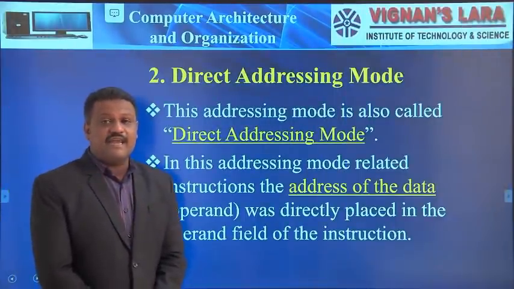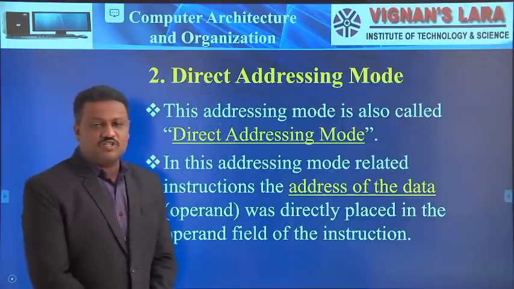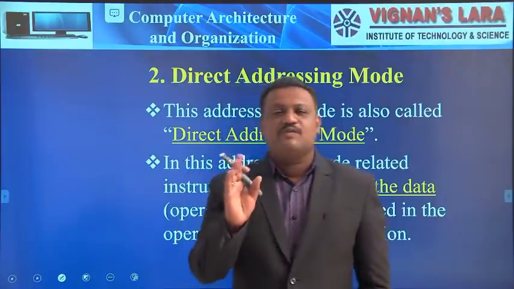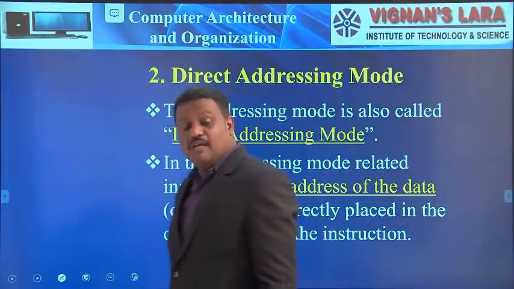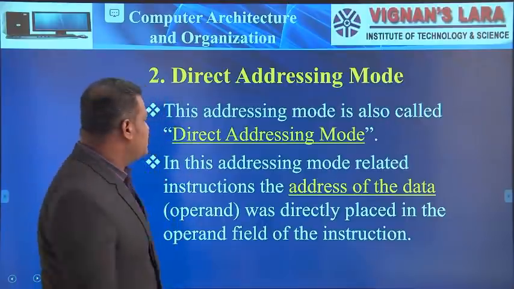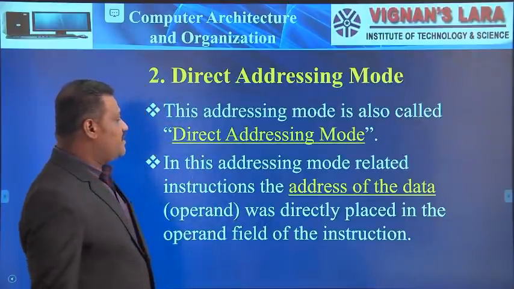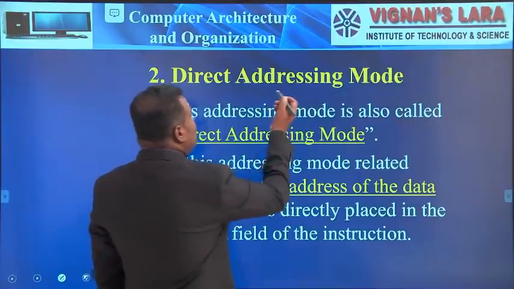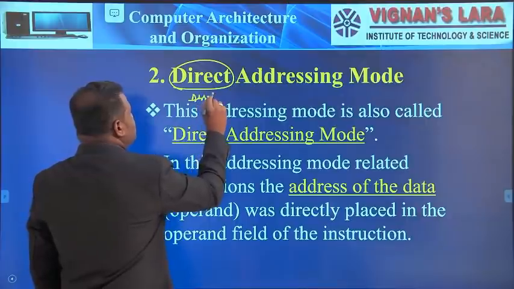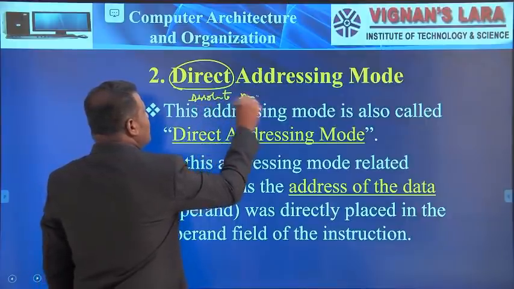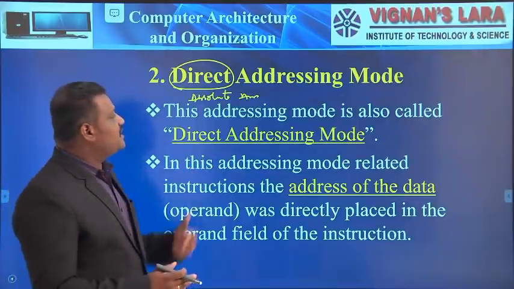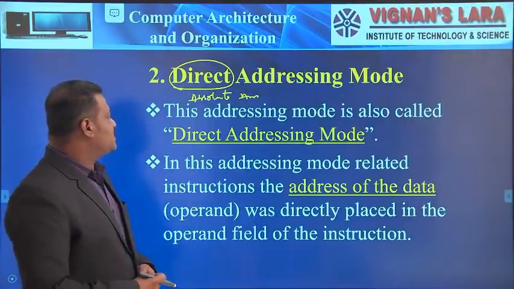So the second addressing mode is direct addressing mode. This direct addressing mode we can also call absolute addressing mode. Don't get confused, friends. In some textbooks, they don't write direct addressing mode. Instead of that, they write absolute addressing mode. You remember, this is also called absolute addressing mode. So how can I identify direct addressing mode related instructions?